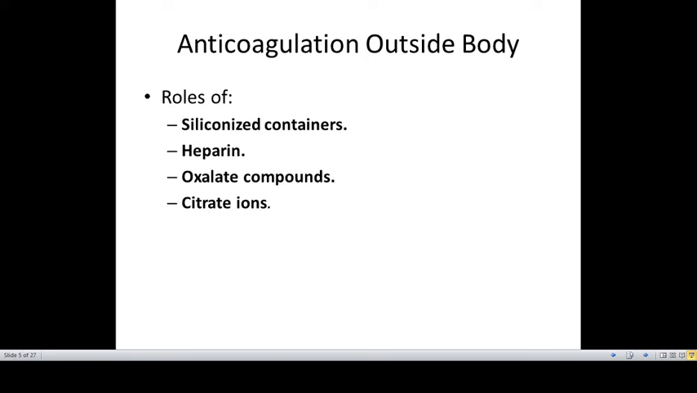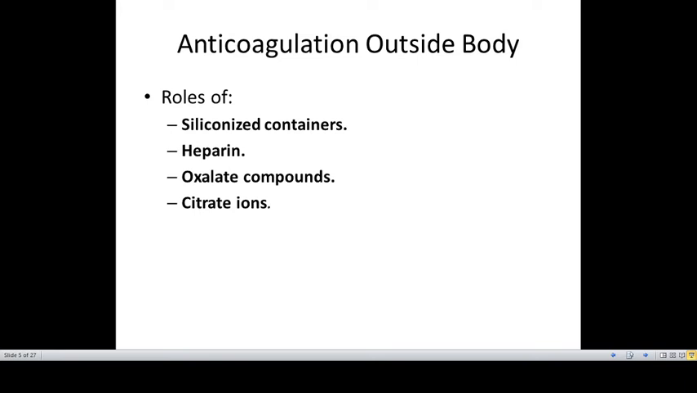Number 2, heparin can be used for preventing coagulation of blood outside the body. It is used in surgical procedures involving heart-lung machine or artificial kidney machine. Number 3, oxalate compounds cause the precipitation of calcium and thereby decrease the ionic calcium level so much that blood coagulation is blocked.